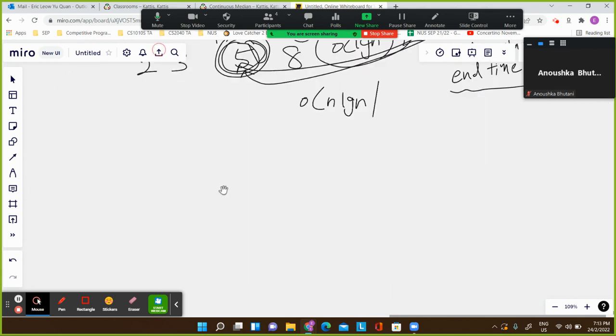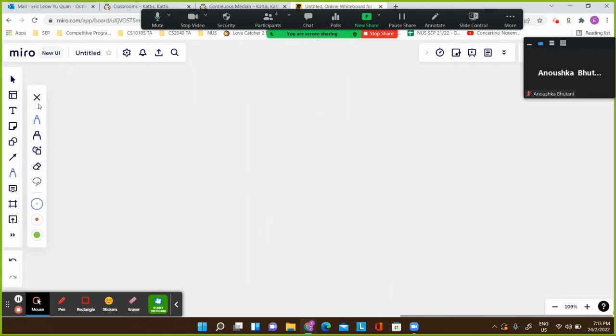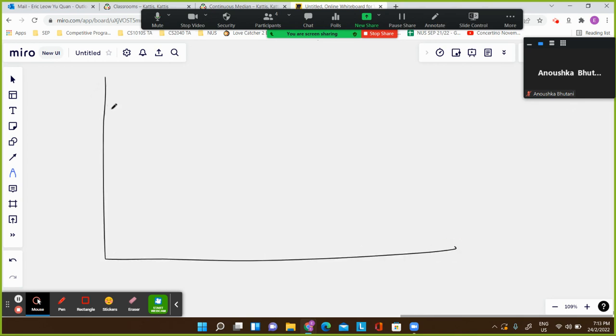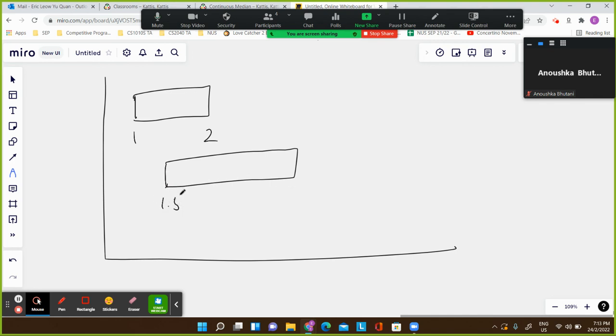So let me give a more concrete example, then you will understand why this idea will work. For example, you have multiple activities. Now I'm going to use a bar chart to show you the different intervals. My first activity is between 1 and 2. Then my next activity is between 1.5 and, let's imagine there are decimal places, 1.5 and 4. Now for instance, I have a new activity that is 5 to 8.